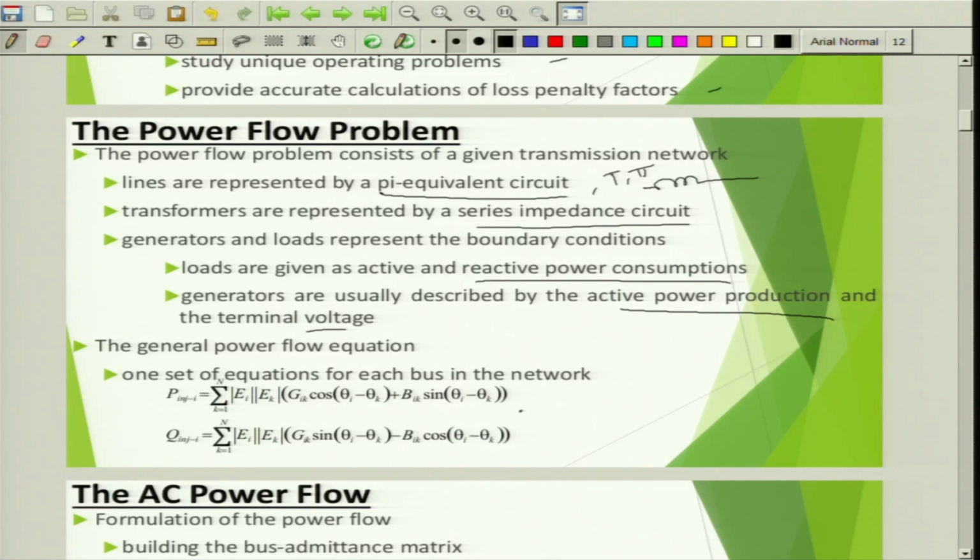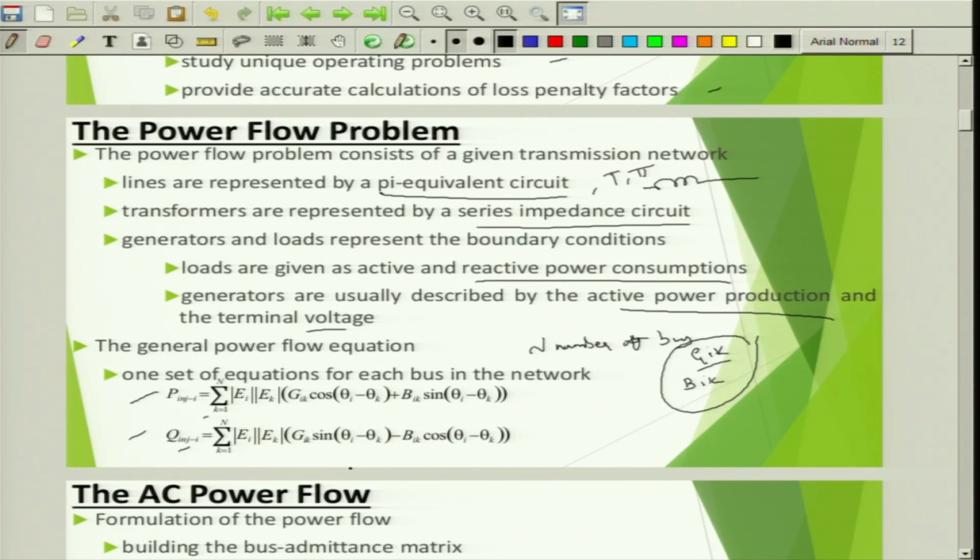So the general power flow equation is one set of equations for each bus in the network. So basically P and Q. P injection is nothing but the summation of k equal to 1 to n, where n is the number of buses, of ei, ek, gik cos(theta i minus theta k) plus bik sin(theta i minus theta k). So gik is the conductance between bus i and k, and bik is the susceptance between bus i and k, right. So ultimately you obtain a bus admittance matrix basically.